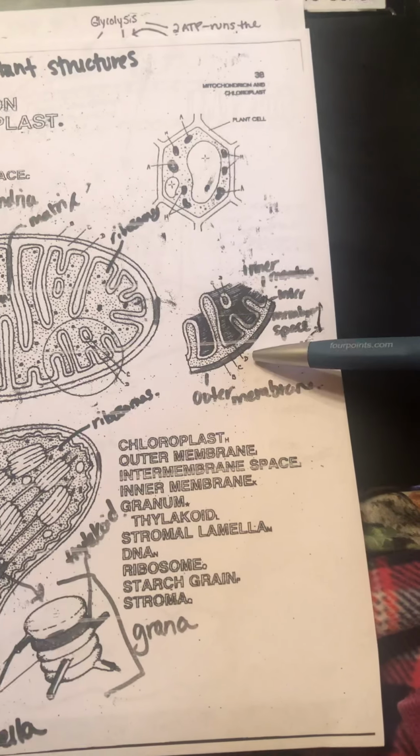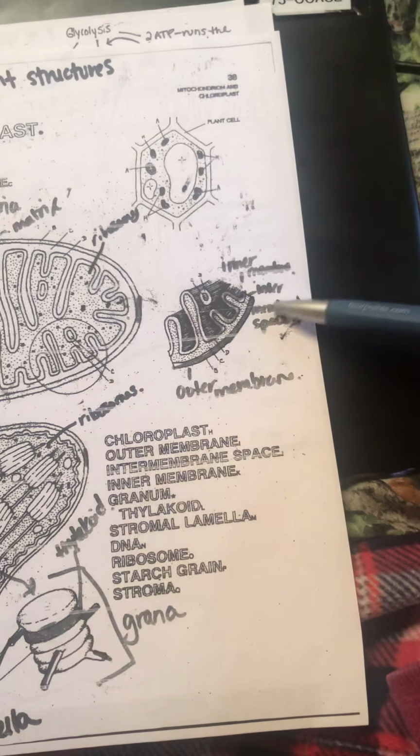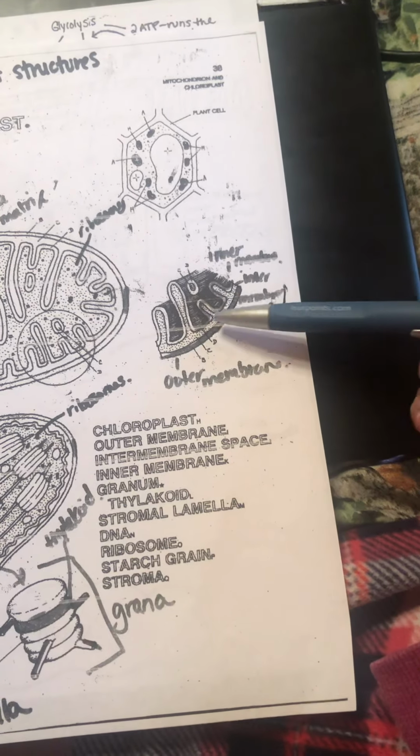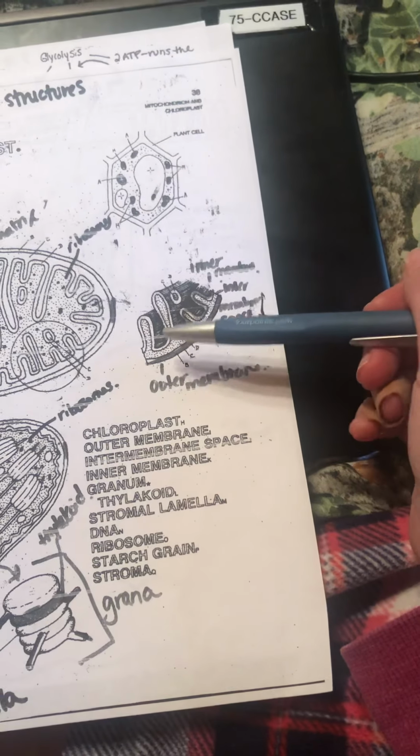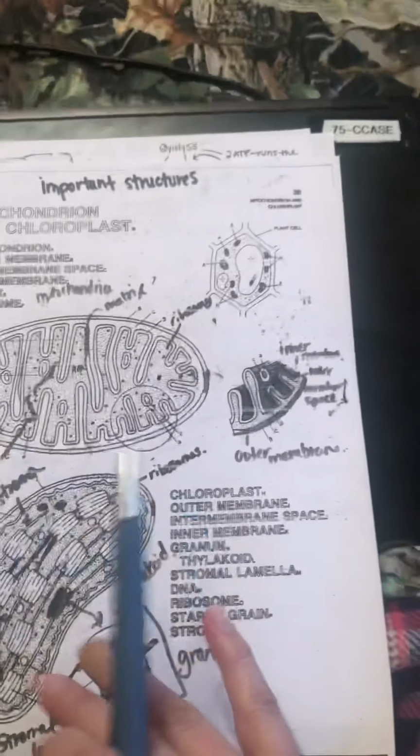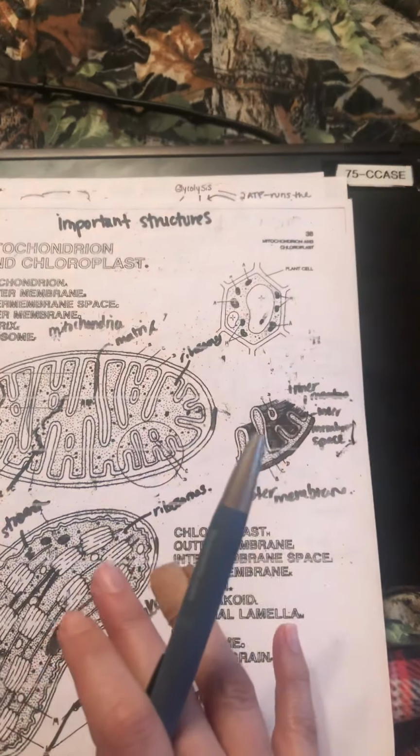little cross-section area. So you have the outer membrane, you have the intermembrane space, which is the space in between the two membranes, and then you have the inner membrane. So that's going to be majorly important when we start to go through these diagrams.